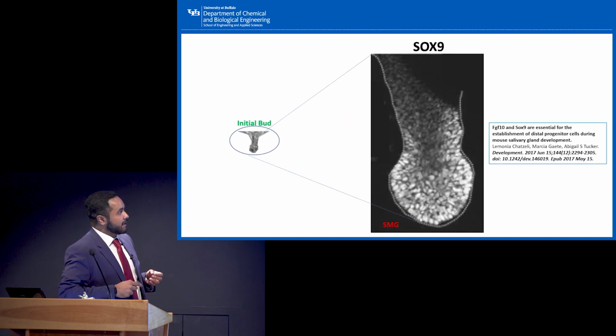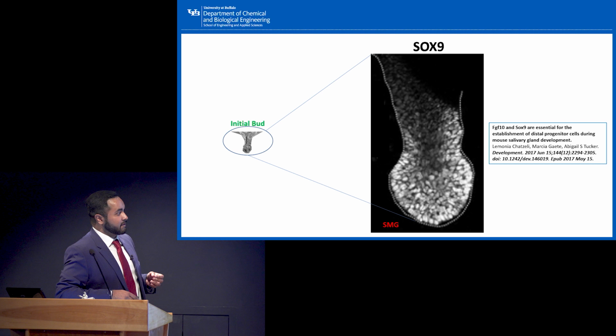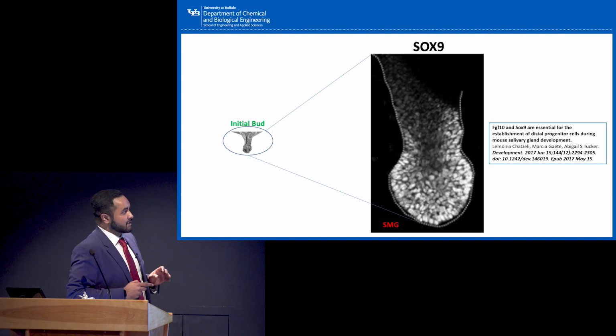This bud is entirely SOX9 positive, and SOX9 is a transcription factor which has been shown to be the master transcription factor for all the salivary gland progenitor cells. And this paper really nicely shows it. So we tried modeling our cells after these SOX9 cells.